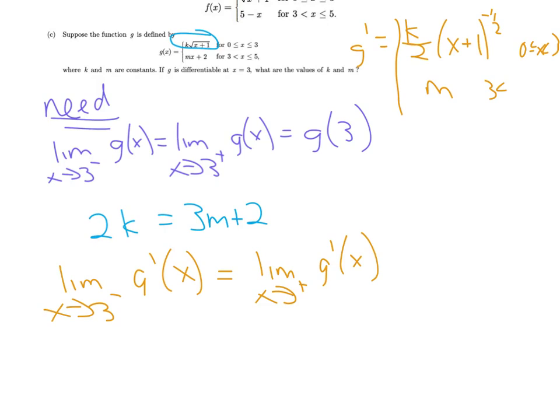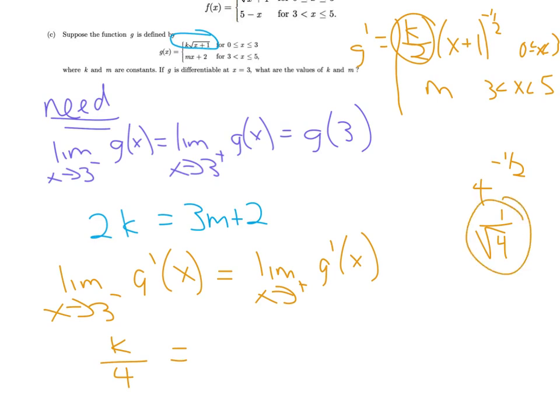Oops, I messed up my equal to there, sorry. 3 to 5, there we go. So those are just those slopes. So from the left, if I plug in 3, 3 plus 1 is 4. 4 to the negative 1/2, I'll have that discussion here. That's the same thing as saying, what's the square root of 4? And that would be 2, and then flip it over because that's negative. So that's 1/2. So that's going to be k over 4, because we have k over 2, and then we have 1 over 2, so that's k over 4. And then g prime from the other side is just m.